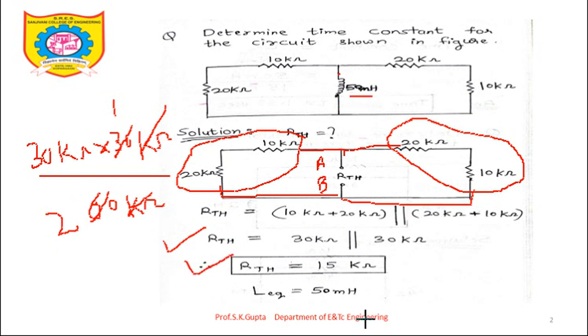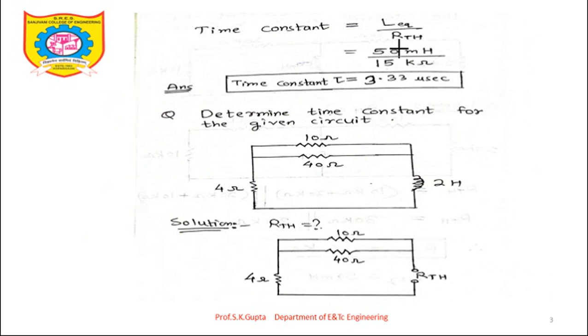Now L equivalent provided in the question is 50 millihenry. So time constant is L equivalent divided by RTH. So 50 millihenry divided by 15 kilo ohm. So 50 upon 15 is 3.33, and this millihenry means 10 raised to minus 3 divided by 10 raised to 3. So this 10 raised to 3 will come in the denominator, so it becomes 10 raised to minus 6, and 10 raised to minus 6 means microsecond. So time constant value for the first question is 3.33 microsecond. So you should be careful with the units also.